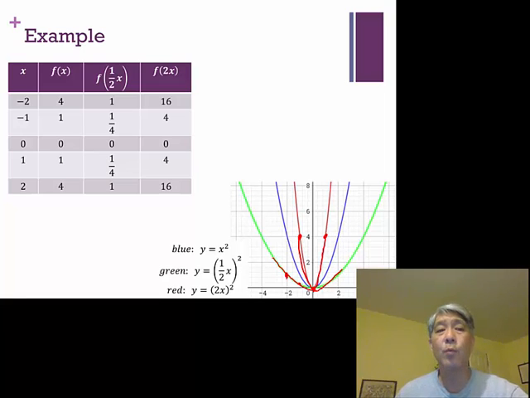So that's how we could use the data table to help us figure out what this graph is going to look like. Am I stretching it? Am I shrinking it? Just exactly where are those data points? I don't think it's quite as easy as just shifting it either up, down, left, or right.